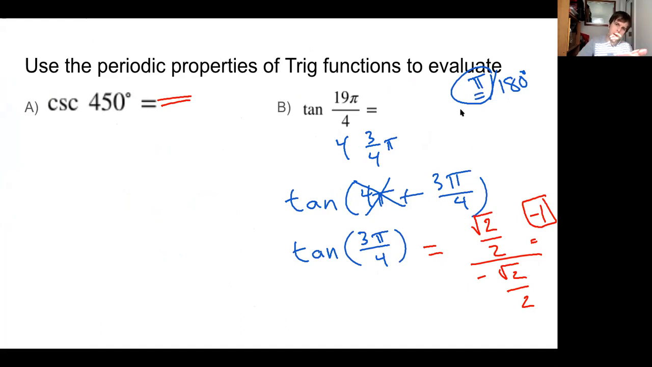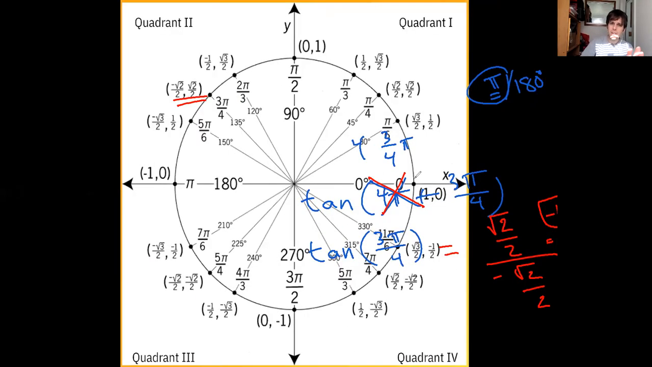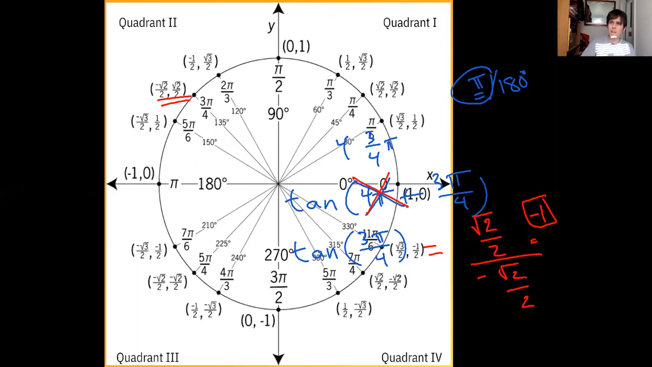Again, we found how many multiples of our period were involved, and we ignored them for this problem. Let's go back to the unit circle. The real angle 19 pi over 4 involves 4 pi, which is actually 2 rotations. So 1 rotation, 2 rotations, and then it ends up there at 3 pi over 4. You can do it that way as well. It's just that sometimes it's easier to take away periods of the function, however you want to do that.